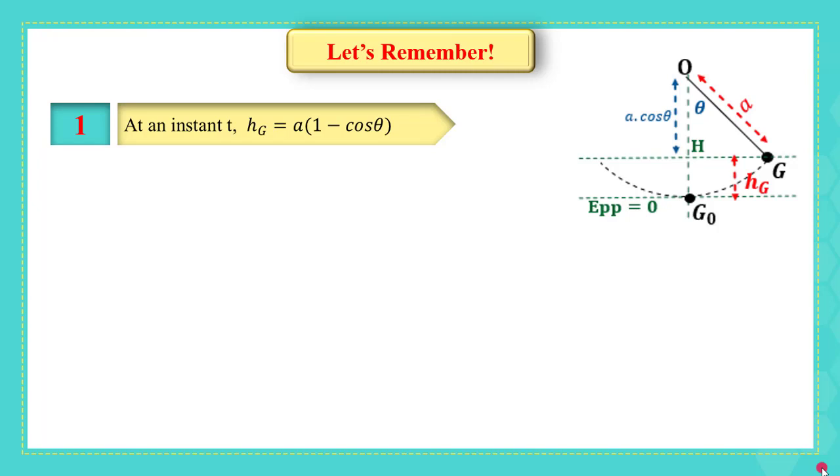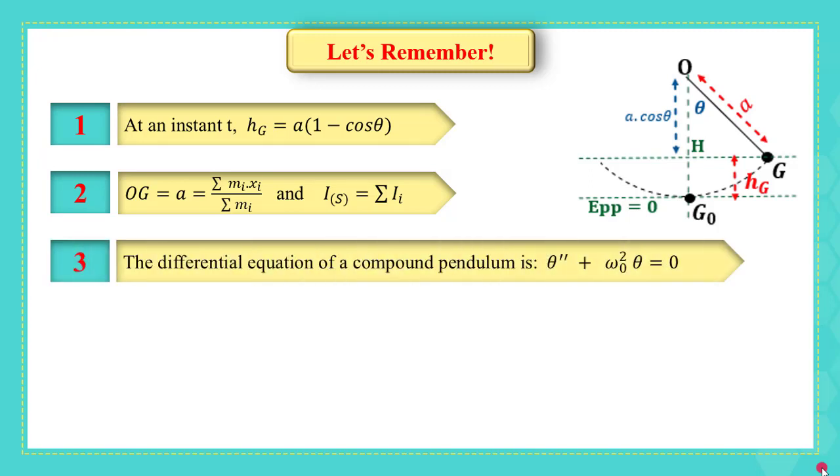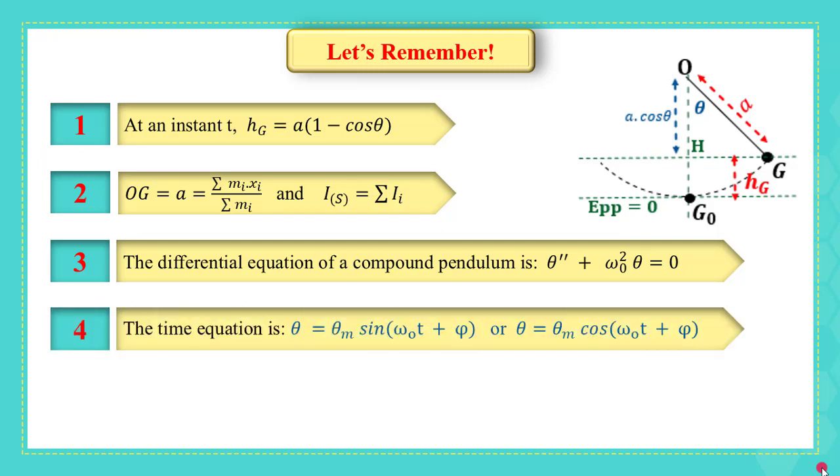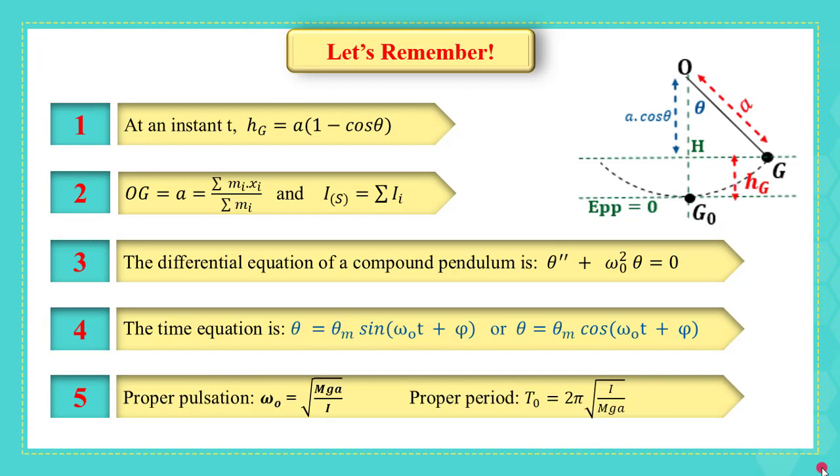We have mentioned that in the case of a compound pendulum, hG can be found as a into 1 minus cosine theta. The center of mass can be found as the sum of m_i x_i over the sum of the masses of the particles. The differential equation of the compound pendulum is given by theta double prime plus omega 0 squared theta equals 0. The time equation then is theta equals theta maximum sine or cosine of omega 0 t plus phi. Finally, its proper pulsation was omega 0 equals the radical of m g a over I, where the proper period was T0 equals 2 pi radical I over m g a.